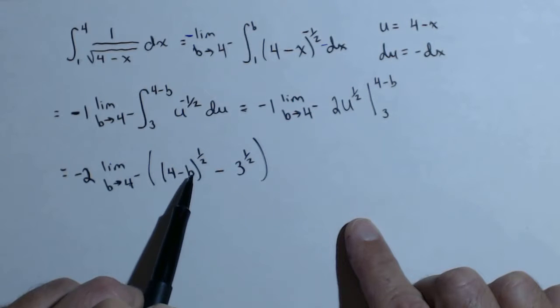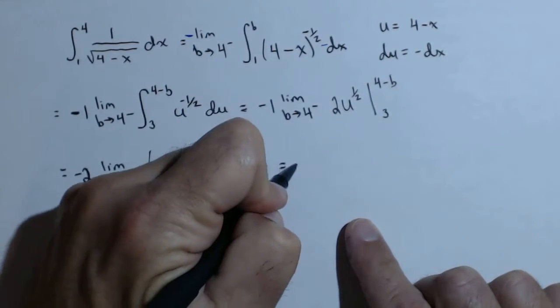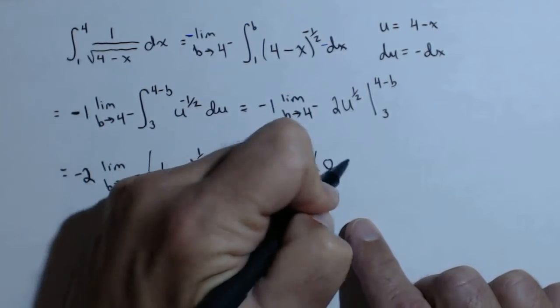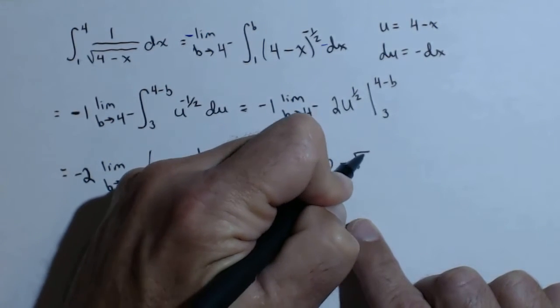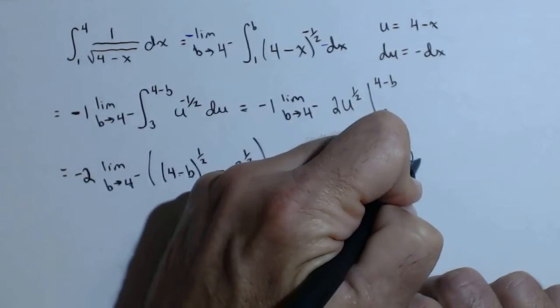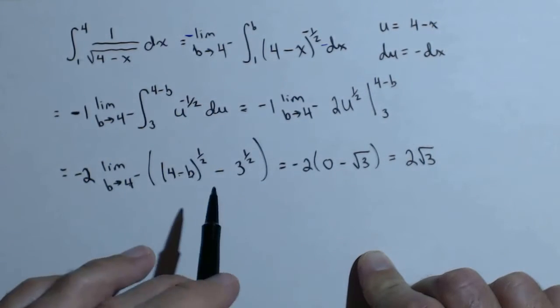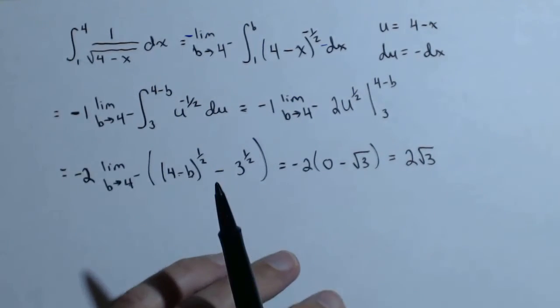Now if I were to plug 4 in, I get 0. 0 to the 1/2 is fine. So this thing exists. It converges. We got -2 times 0 minus 3 to the 1/2, or square root of 3. Multiplying those together, we get 2 square root of 3. And this thing converges. Our improper integral converges to 2 rad 3.